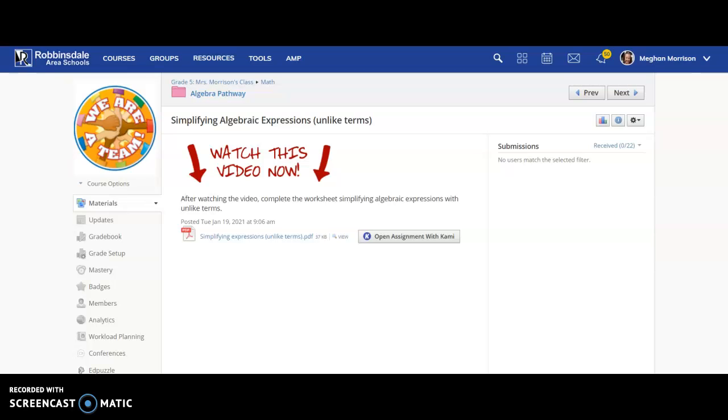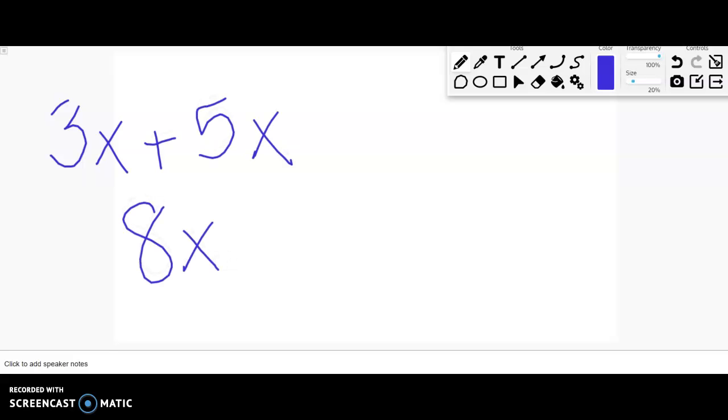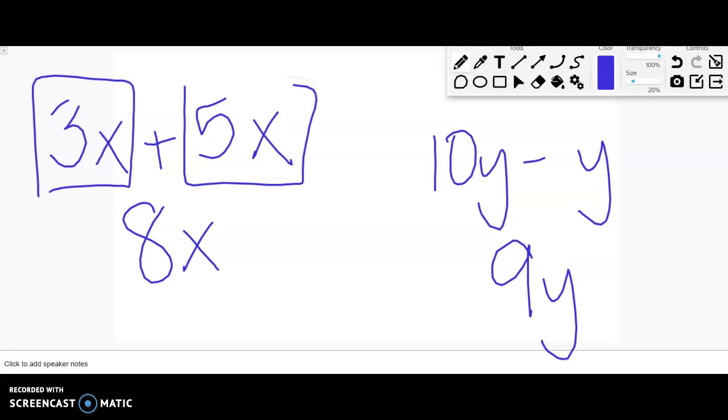All right, fifth graders. Today, for this lesson, you are practicing simplifying algebraic expressions, just like the last assignment, except now we have what's called unlike terms. If you remember from the last assignment, you had things like 3x plus 5x, which would give you 8x, or you had 10y minus y, so then we get 9y. Okay? These have the same variable, so we say that they are like terms. We can combine them. They're alike. It's the same variable, the same letter.